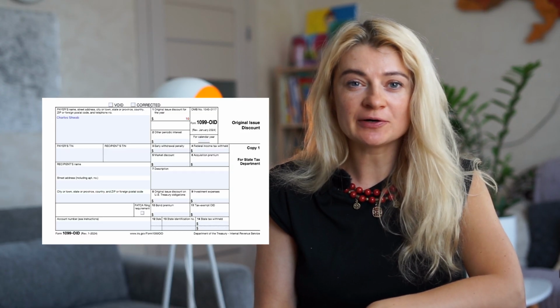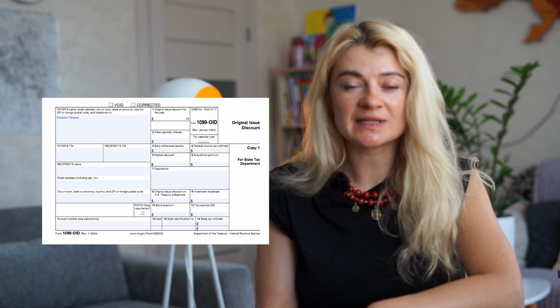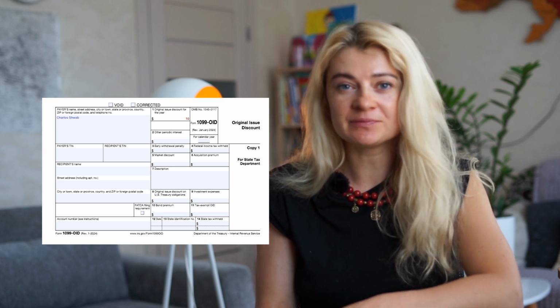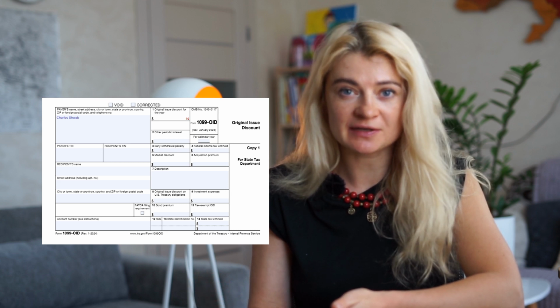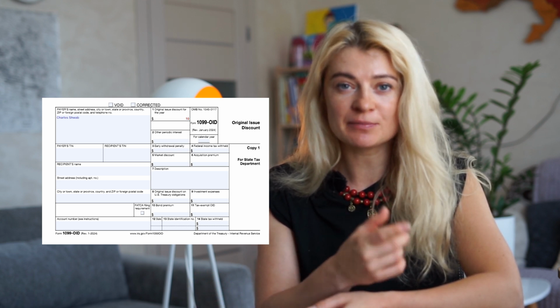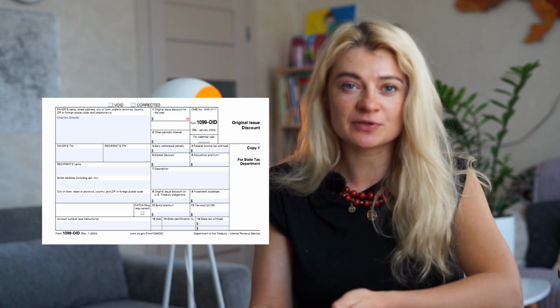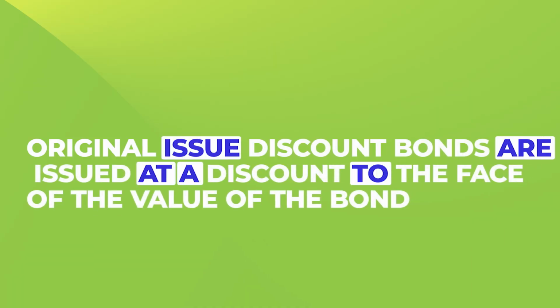Original issue discount on bonds is usually reported on box 1 of Form 1099 OID. For example, you can see it right here, and we just enter it as interest income, right? We add a description, whatever is the 1099 name of the payer, OID, and it will go directly to our Schedule B as interest income. Original issue discount bonds are issued at a discount to the face value of the bond.